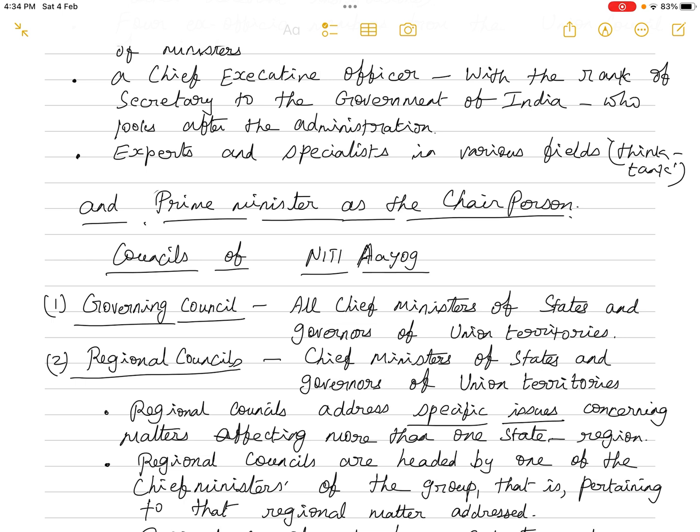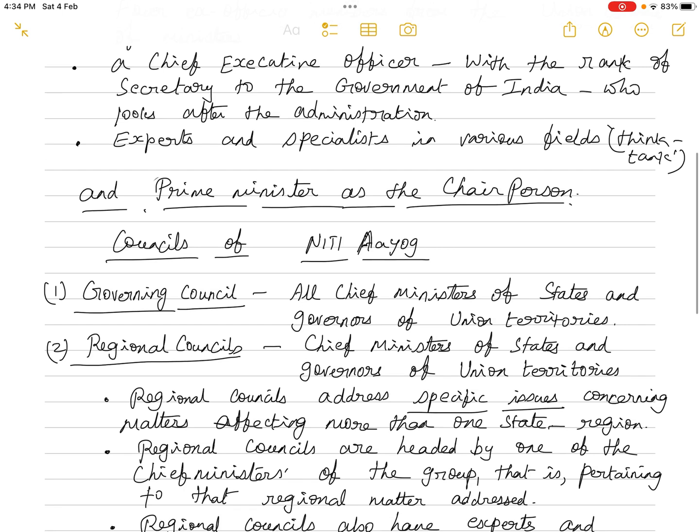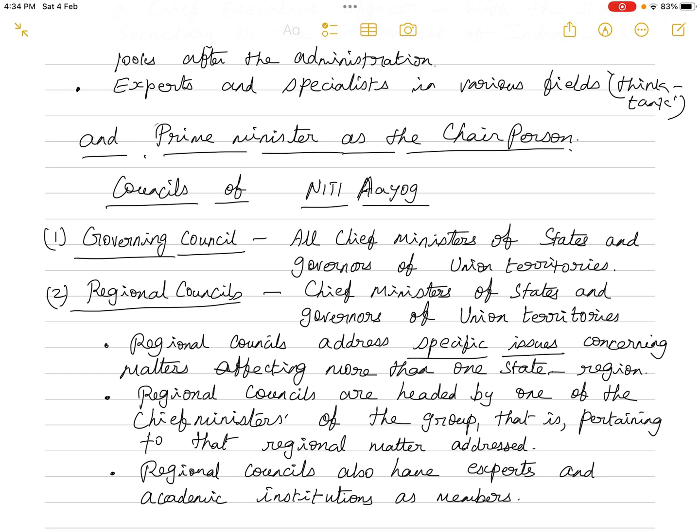And so those matters are addressed by the regional councils, and regional councils are headed by one of the chief ministers of the group. Whichever state the matter affects, that particular state's chief minister will be the head of that regional council group, and they have their fixed tenure. As long as the matter is being solved, being addressed, the chief minister will be the head of that particular group. That way, the regional matter is addressed.